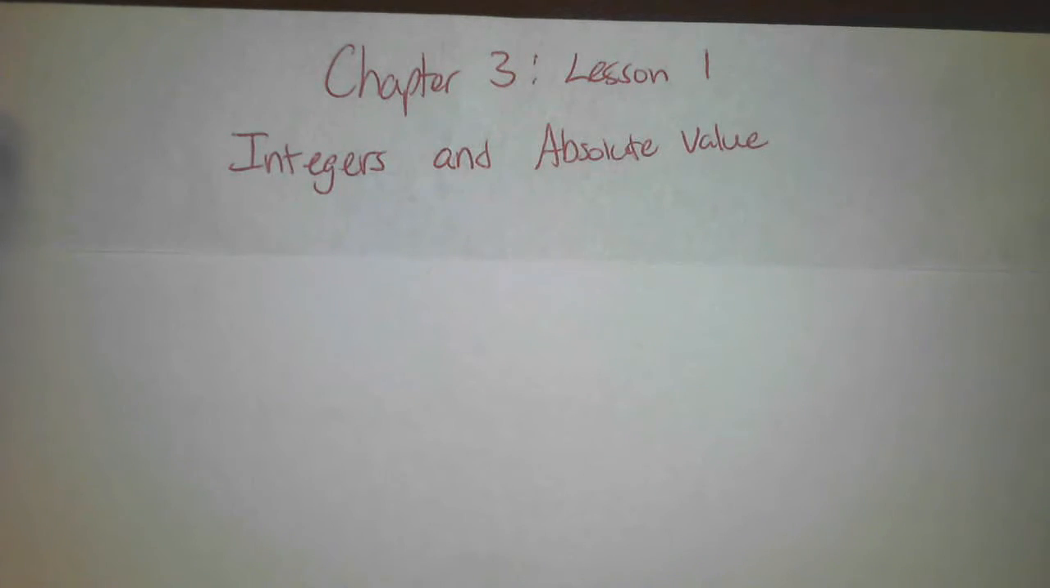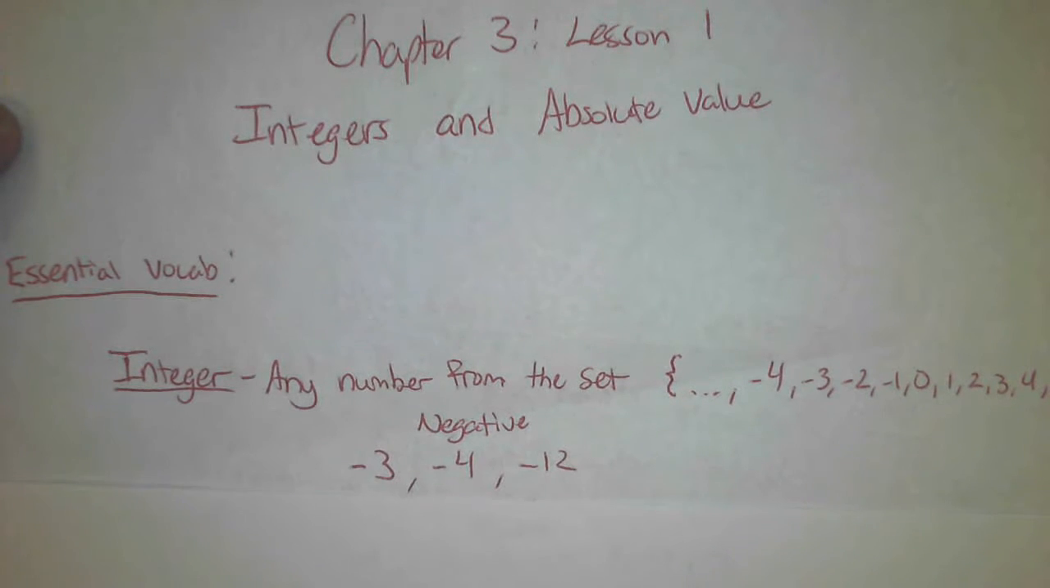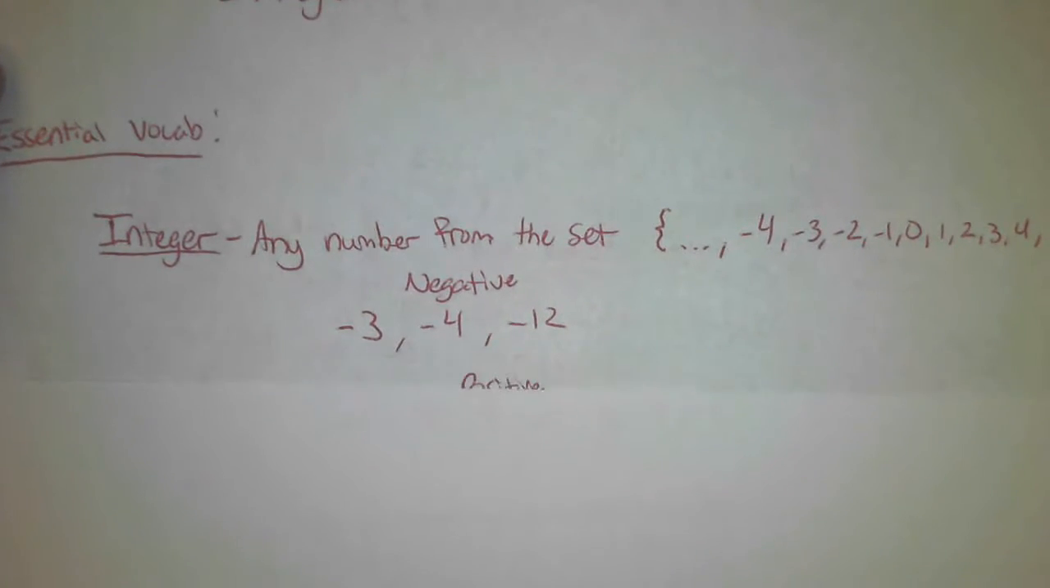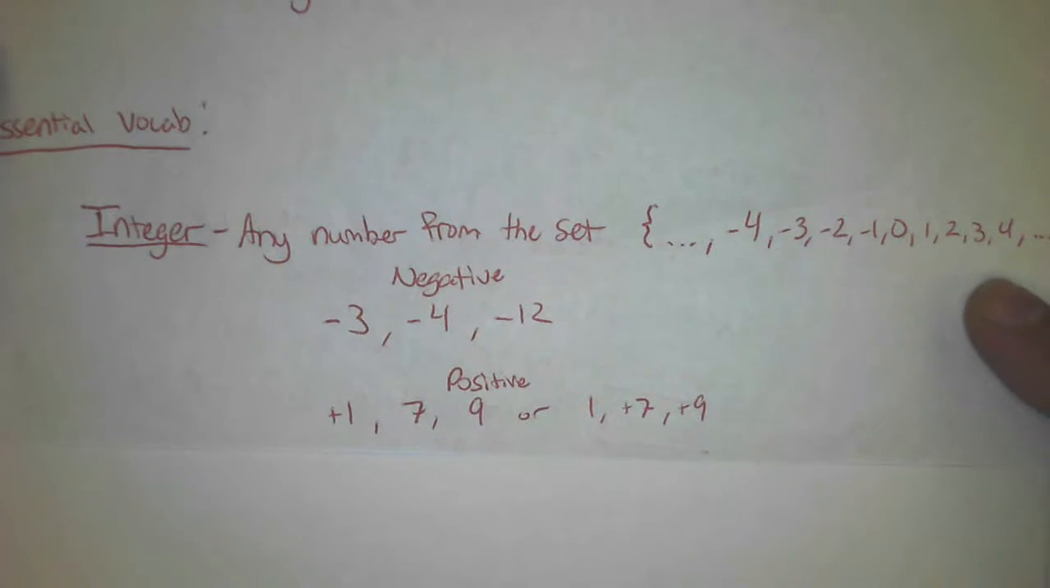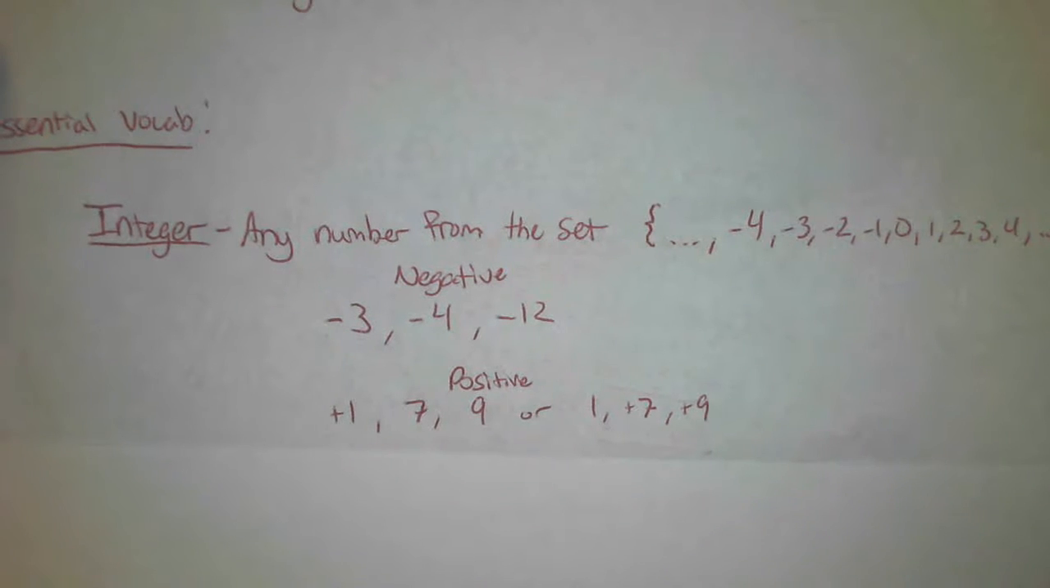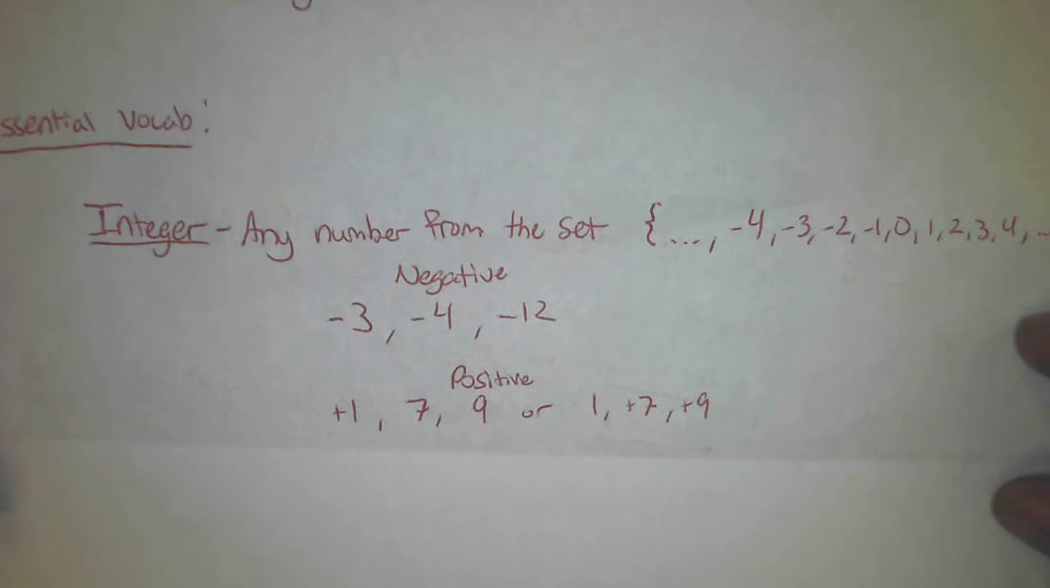We'll start with the vocabulary for this lesson, where we have integer. Now, integer is any number from this set listed above. So that includes numbers like -4, -3, 1, 2. It's any number that doesn't have a decimal or fraction associated with it. Could be positive or negative.